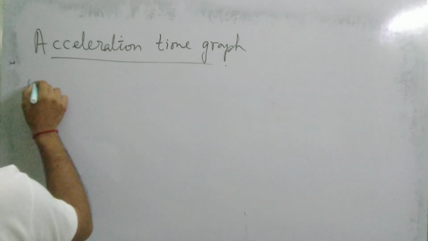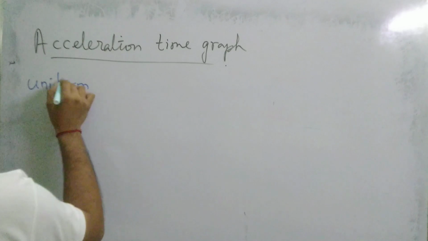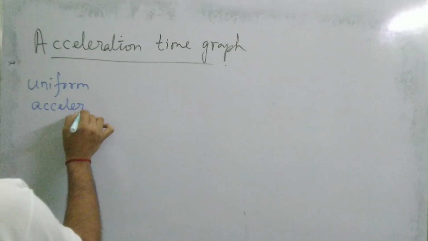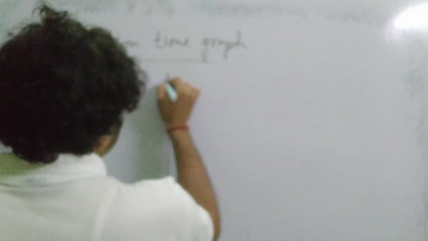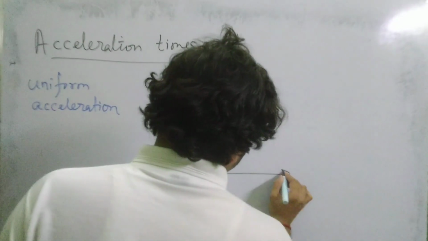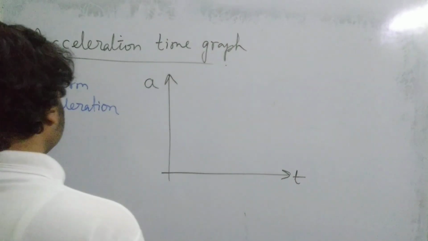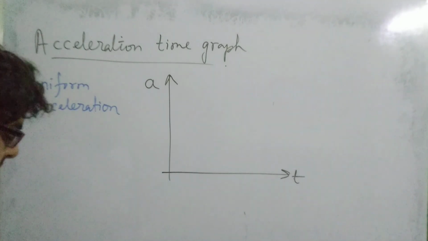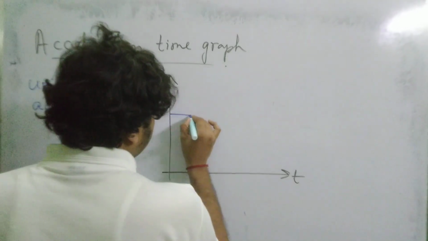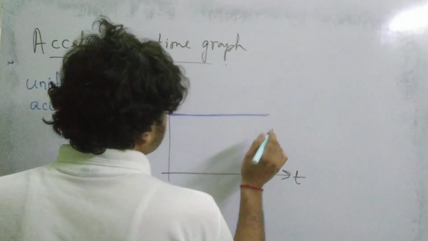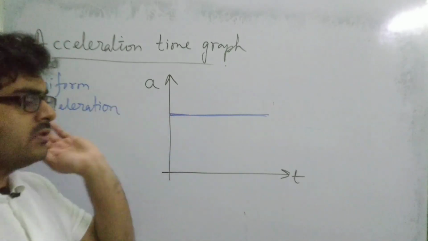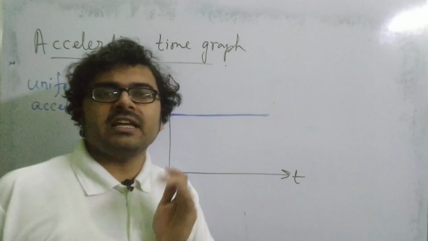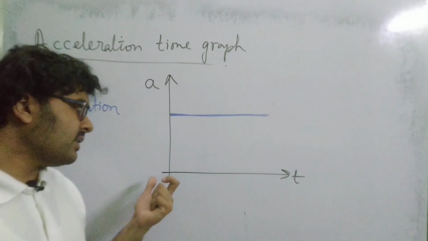So for uniform acceleration, what will the graph look like? I think the graph should be something like this. Say this is the x-axis, that is the time axis, and this is the y-axis, that is the acceleration axis. Now, if I am considering constant or uniform acceleration, then obviously the graph will be a straight line parallel to the time axis, isn't it? Because with changing time, the acceleration remains the same. So this is the acceleration time graph for a body having a constant acceleration.